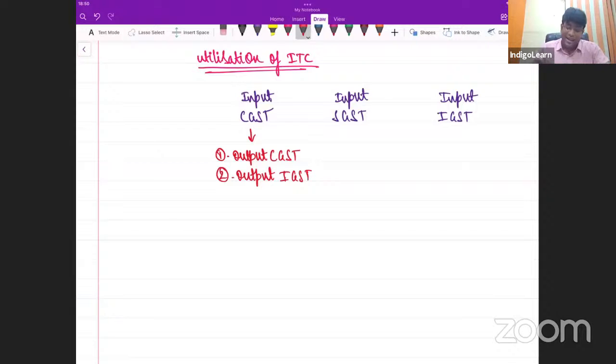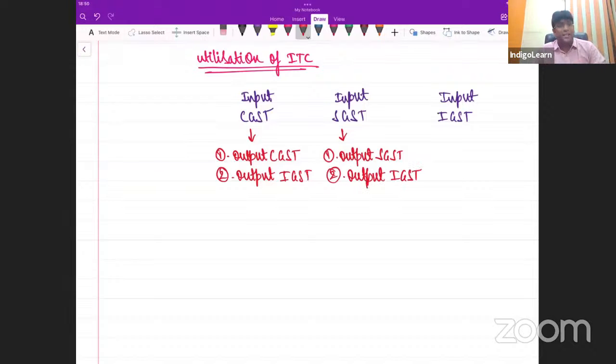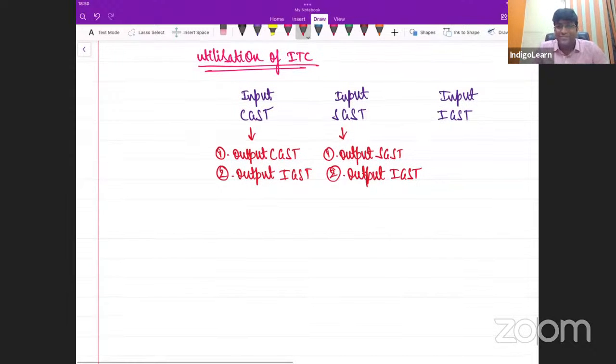Then input SGST: first use it for output SGST, then we use it for output IGST. But we can't use SGST for CGST. That point is very, very clear.